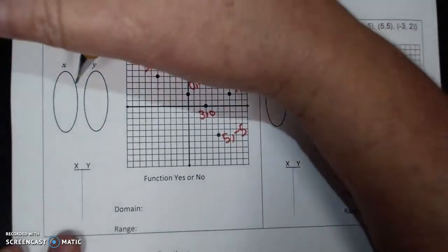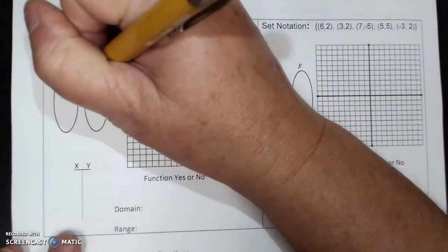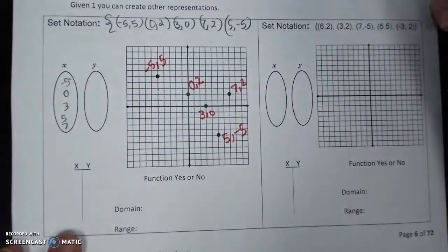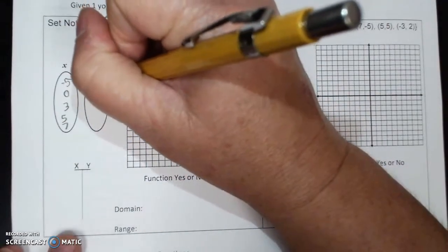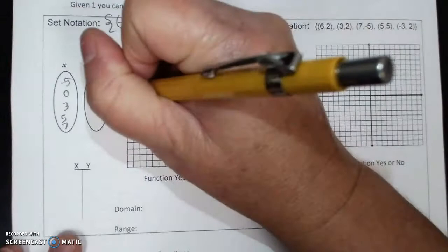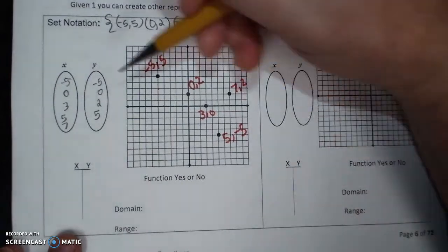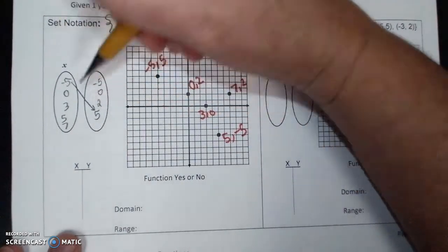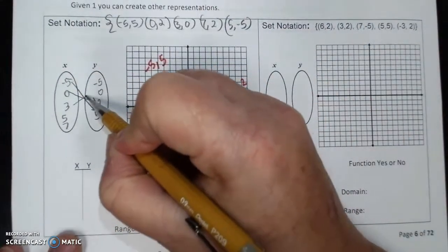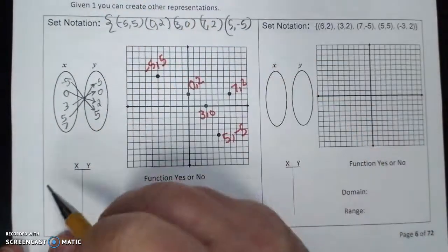Mapping, -5 would go here. 0, 3, 5, and 7. Then -5, 0, 2, and 5. Notice I have two 2's, but I only list them once. So -5 went to 5, 0 went to 2, 3 went to 0, 5 went to -5, and 7 went to 2.